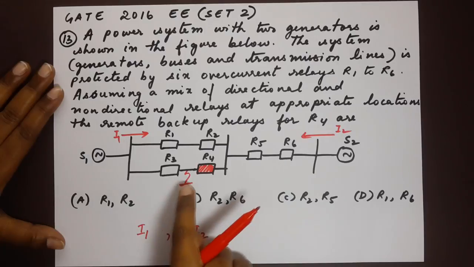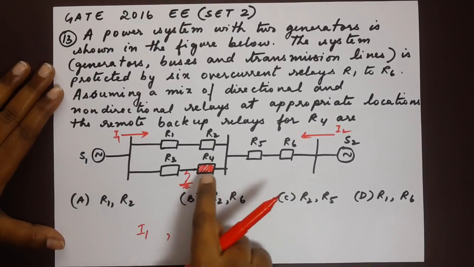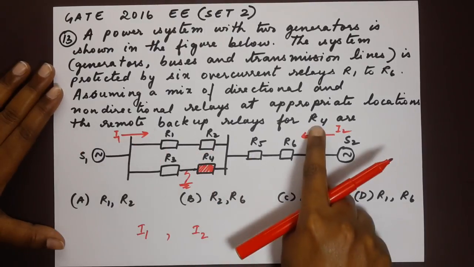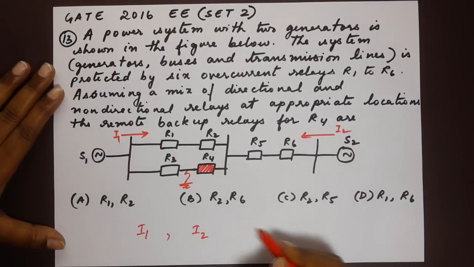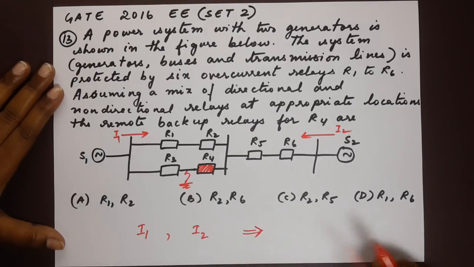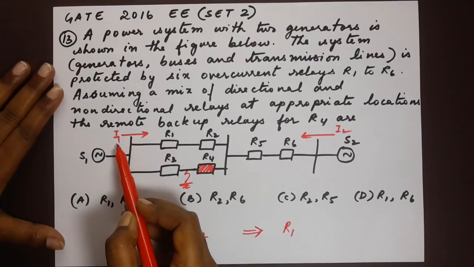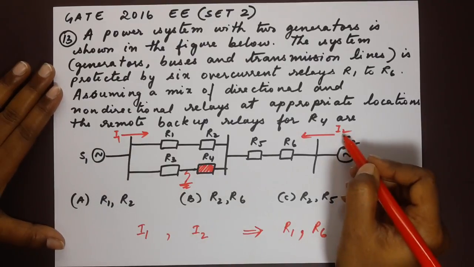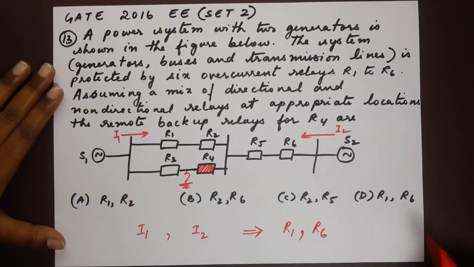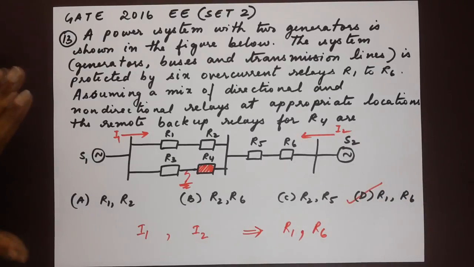So if any fault occurs and if a certain relay fails, according to this question, if R4 fails, then R1 and R6 must operate. So in this question, the remote backup relays for R4 are R1, which corresponds to limiting current I1, and R6 limiting current I2. So that's R1 and R6, option D. I hope this has helped.